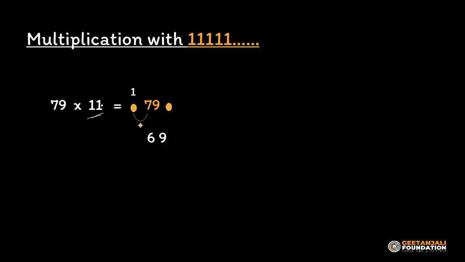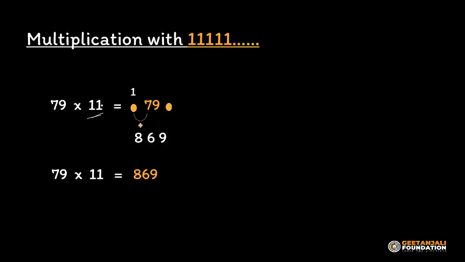So for the next, we move towards the left and we have reached the leftmost corner. So this is our last addition. So we will add 7 plus 1 carry, that is equal to 8. So your answer is 869. So 79 times 11 is equal to 869.